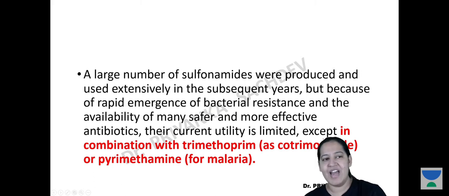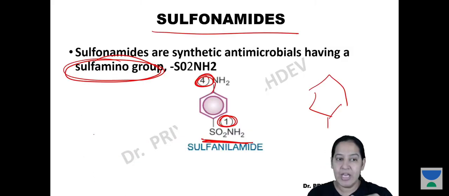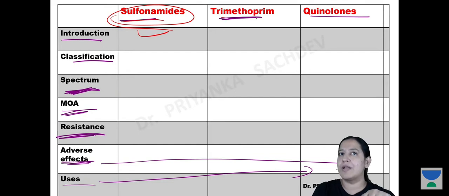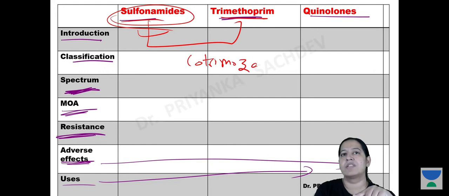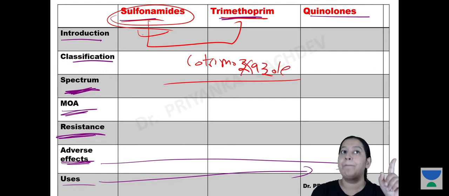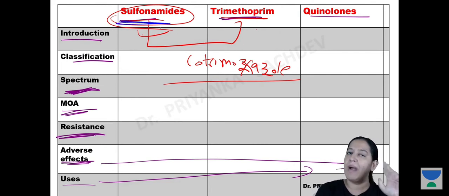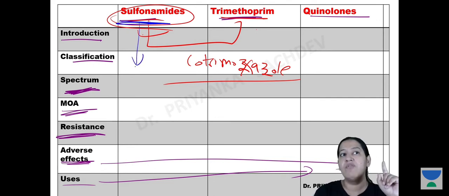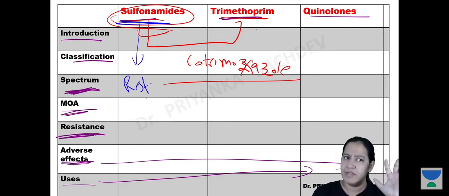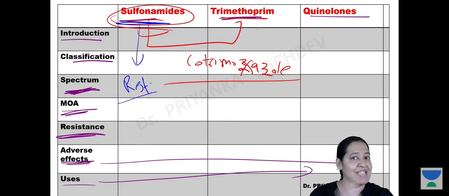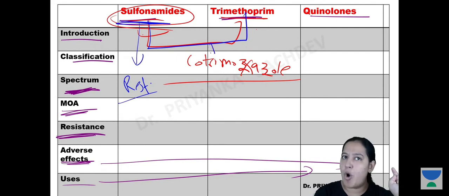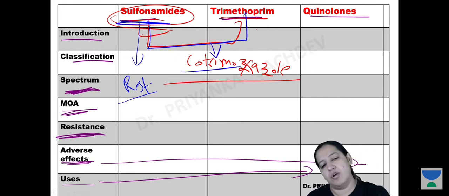And we never use sulfonamide alone. We use sulfonamide along with trimethoprim, and the combination is known as cotrimoxazole. You know the spelling. So sulfonamide plus trimethoprim is known as cotrimoxazole. Initially we used sulfonamide alone, but whenever we used sulfonamide alone, we got big resistance of the bacteria against this drug. That's why nowadays we never use sulfonamide alone. We always use it with trimethoprim, and the combination is known as cotrimoxazole. Give me a thumbs up.